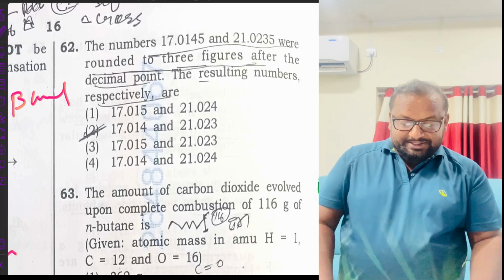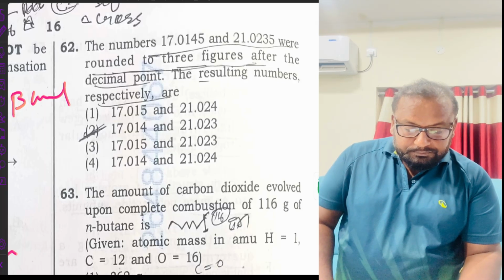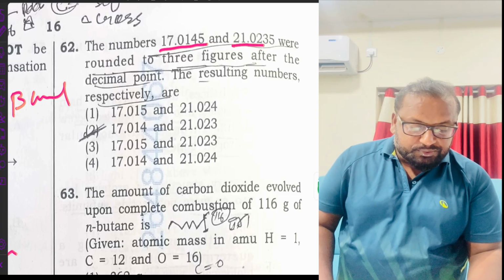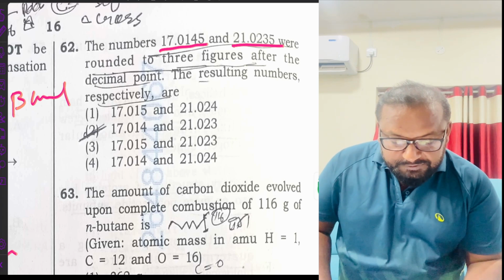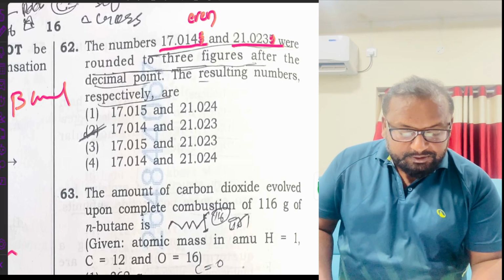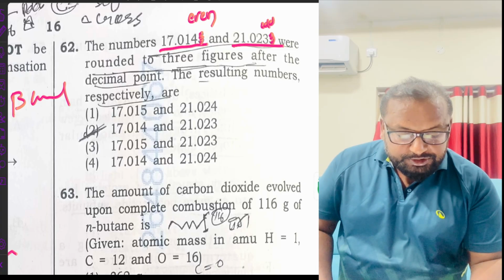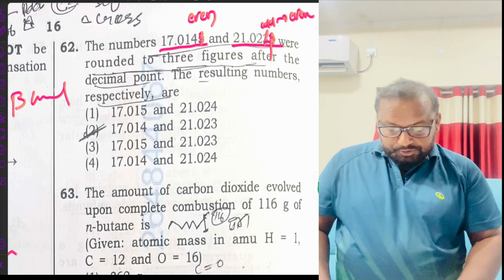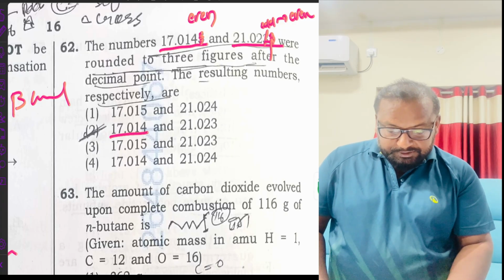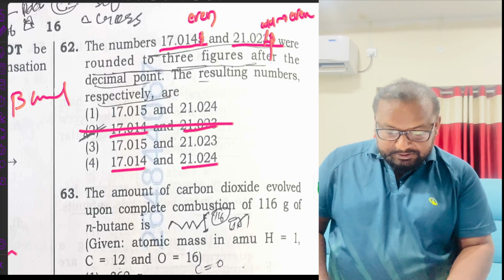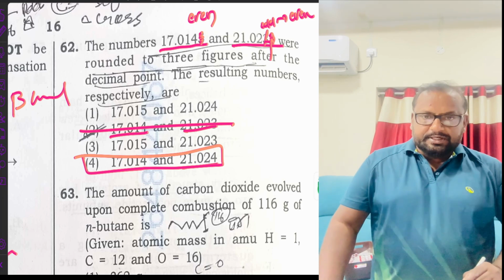Okay, yeah, let us see here. So we have 17.0145 and 21.0235. So if this is 5, just we ignore it. If this is even, we keep it like that. If this is 5, we ignore. If this is odd number, we will change it to next even number until this one becomes 4. So it should be 17.014, 17.014, 17.0230. So this is not the right answer. It should be fourth option is the right answer.